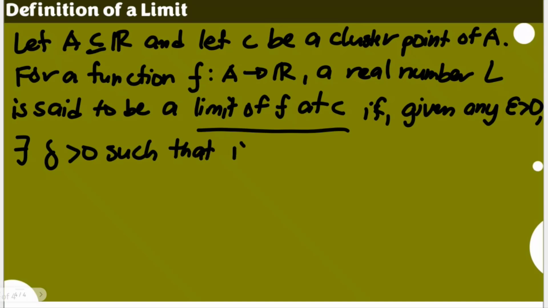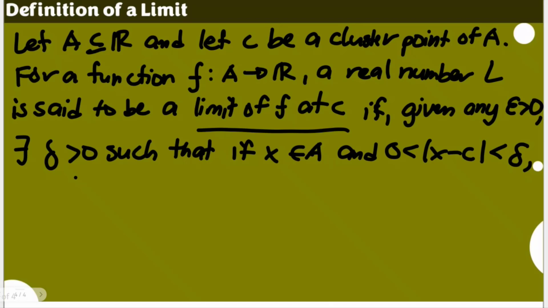if x is an element of A and the absolute value of x minus C, this notation or a distance, is greater than 0 but less than that set delta, then the absolute value of f of x minus that L is less than epsilon. This is the formal definition of a limit as we are going to use here in real analysis.